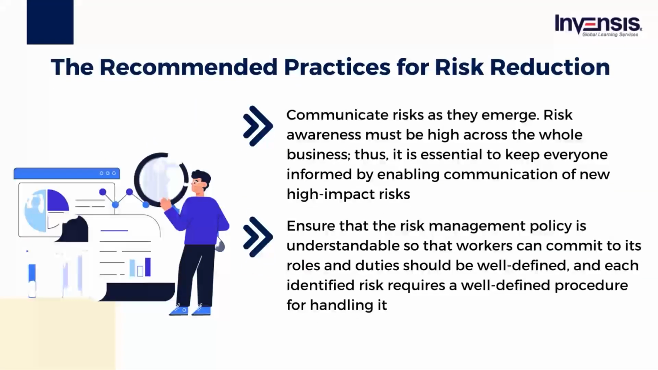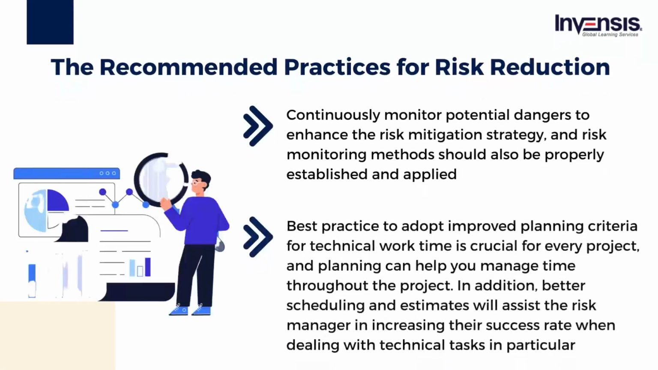Next, communicate risks as they emerge. Risk awareness must be high across the whole business, thus, it is essential to keep everyone informed by enabling communication of new high-impact risks. Next, ensure that the risk management policy is understandable so that workers can commit to it. Roles and duties should be well-defined, and each identified risk requires a well-defined procedure for handling it. Next, continuously monitor potential dangers to enhance the risk mitigation strategy, and risk monitoring methods should also be properly established and applied.